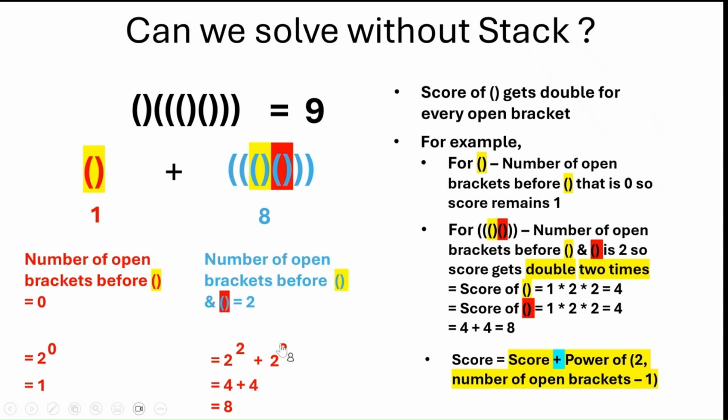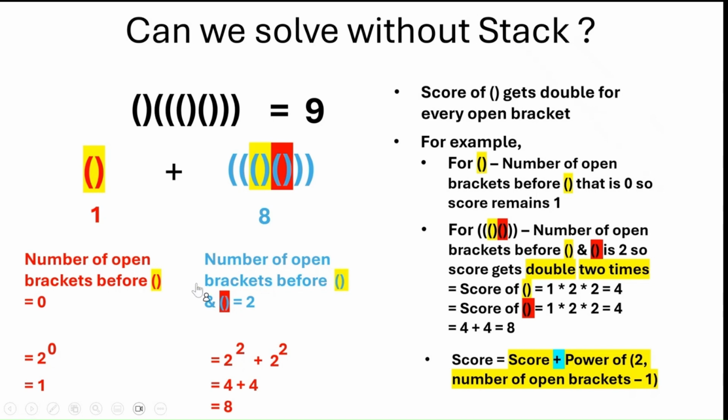So power of 2, number of open brackets minus 1. Why minus 1? Because the number of open brackets here is 3, but we don't consider this one because we consider it as an empty parenthesis. So that's why the number of open brackets is 3 minus 1, which is 2. So this formula we can use, and if we observe this formula, the only thing we need to keep track of is the number of open brackets before we see any empty parenthesis.